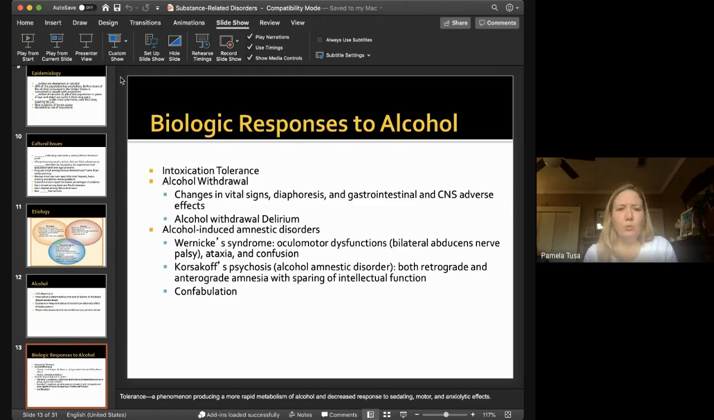Now, alcohol withdrawal delirium, this is a medical emergency, okay? This is not part of withdrawal. This is a medical emergency. Usually with the medical emergency, you can probably decipher, usually death can occur even if it is treated. And so you really have to be careful with this.